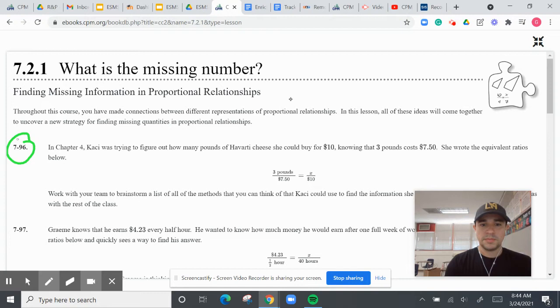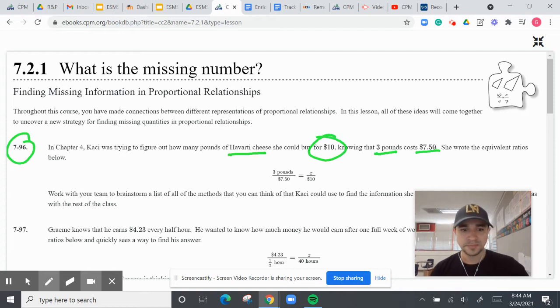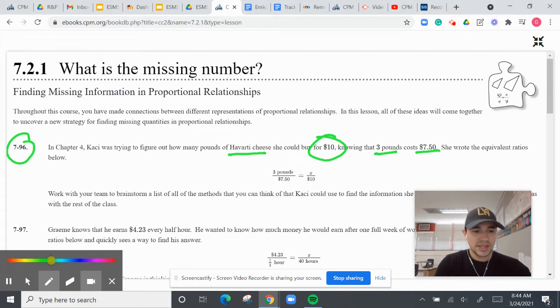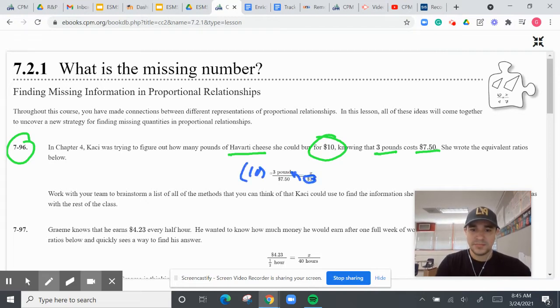Casey was trying to figure out how many pounds of Havarti cheese she could buy for $10, knowing that 3 pounds costs $7.50. So what are some ways that we can do this? There's a lot of ways. The first way, which you're most likely used to, is cross multiplication. So we're going to multiply both sides by 10.